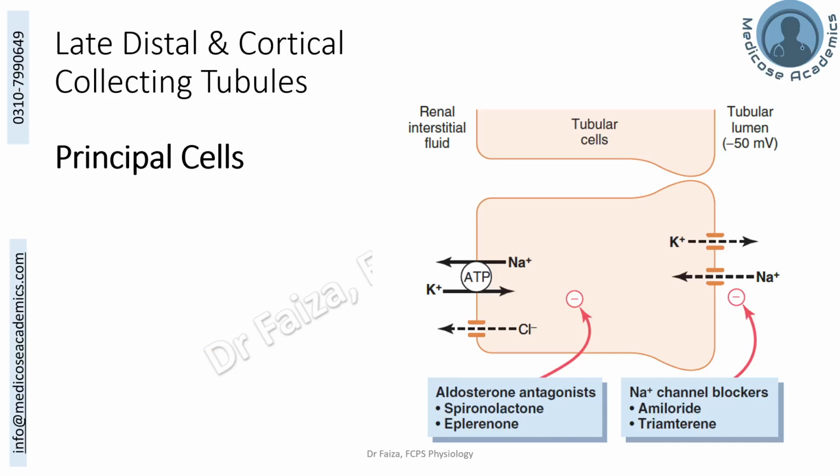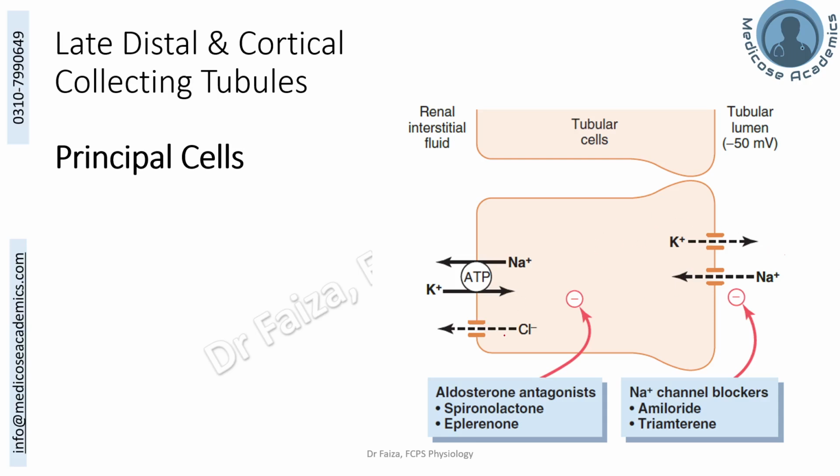So starting from the principal cells, you can appreciate the sodium potassium ATPase pump on the basolateral membrane, which is creating a concentration gradient for the sodium between the tubular lumen and the cell, which is going to lead to the absorption of the sodium across these channels and the release of the potassium into the tubular lumen simply by applying the concentration gradient rule.